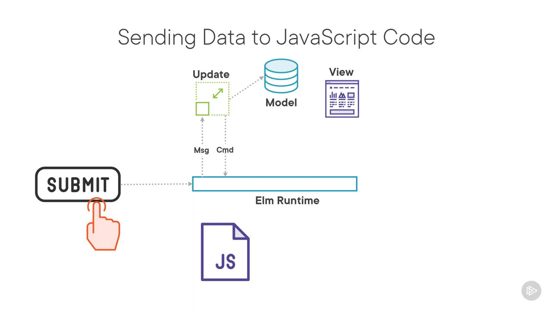Just like talking to an external API, commands play a critical role in sending messages to the outside world. The message uses a predefined port, which is the dedicated solution for talking to JavaScript code. With the help of the Elm runtime, the data goes from the update function via the port to the JavaScript code, which can use it for further processing.